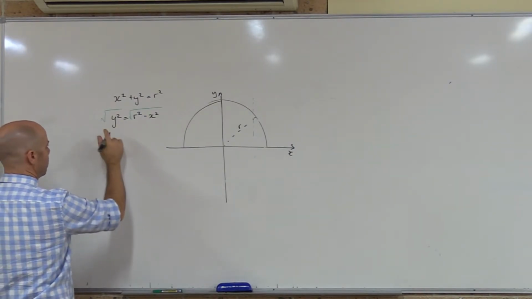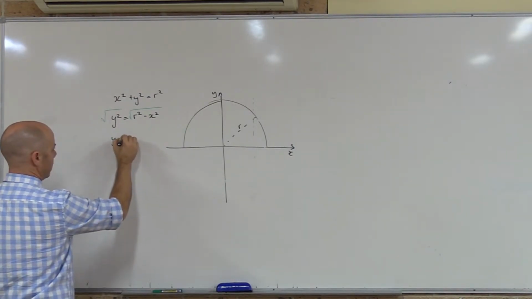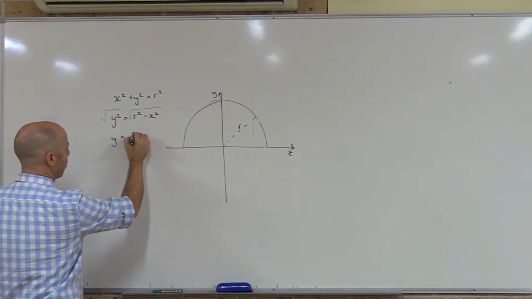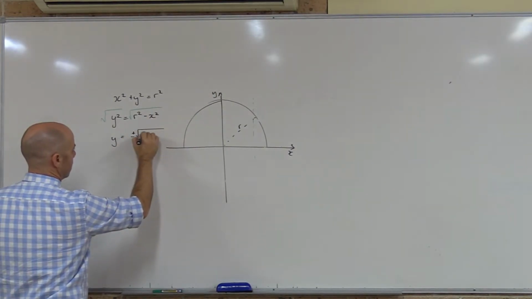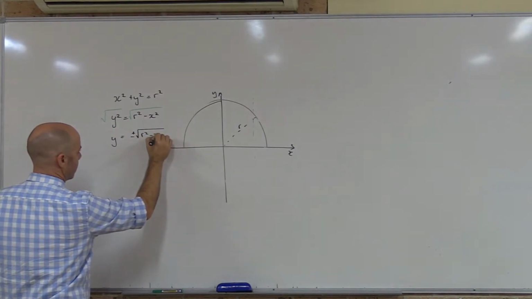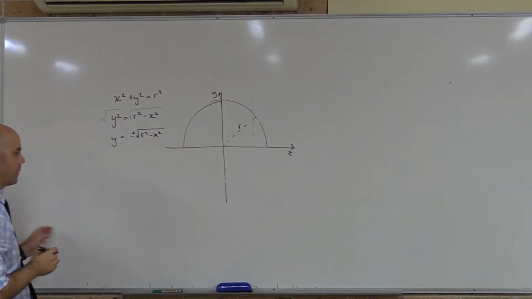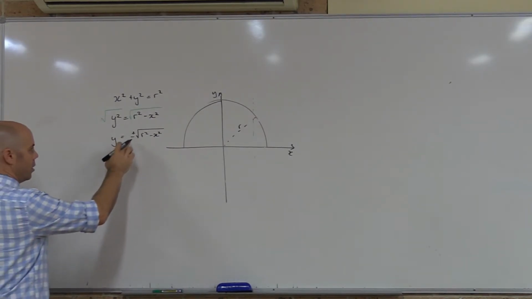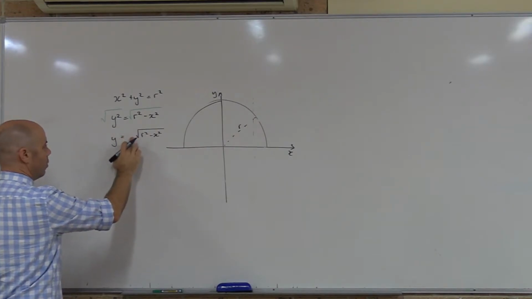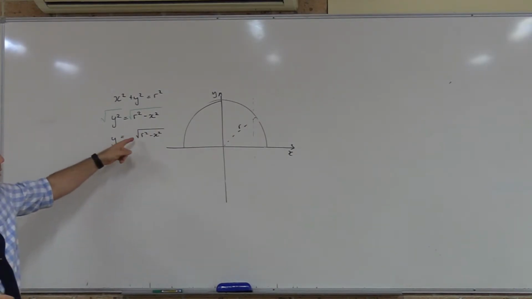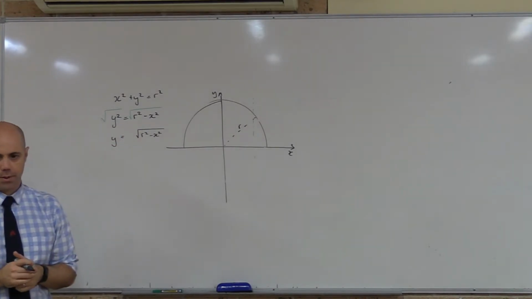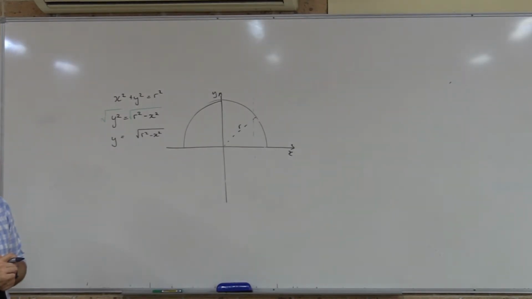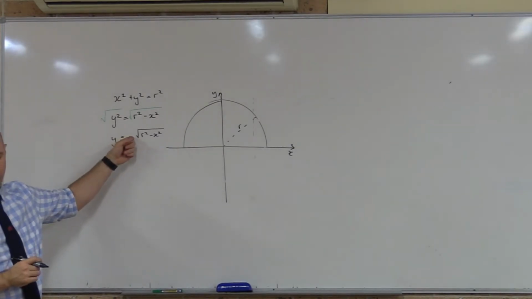So this becomes y equals, and normally we would write plus or minus the square root of r squared minus x squared. But we only want the values for y that are positive. And so we're going to say that y is the positive square root of r squared minus x squared. And because it's the positive, we don't need to write the positive in front.